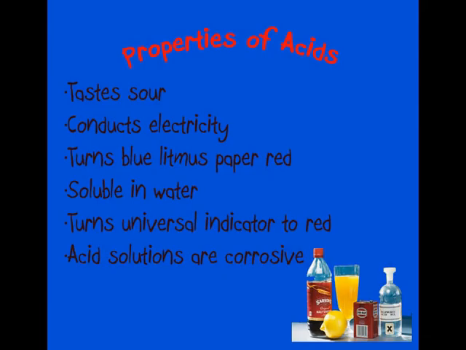An acid is defined as a chemical substance, typically a corrosive or sour-tasting liquid, that neutralizes alkalis, dissolves some metals, and turns blue litmus paper red. It also conducts electricity, is soluble in water, and turns the universal indicator red.